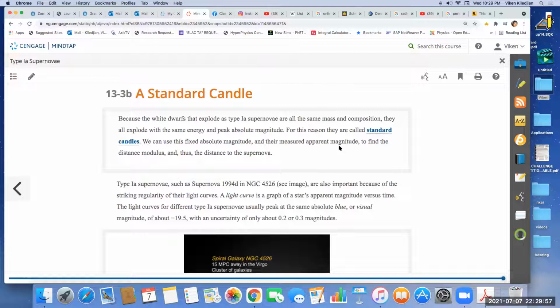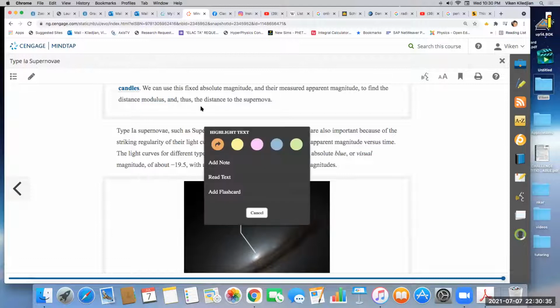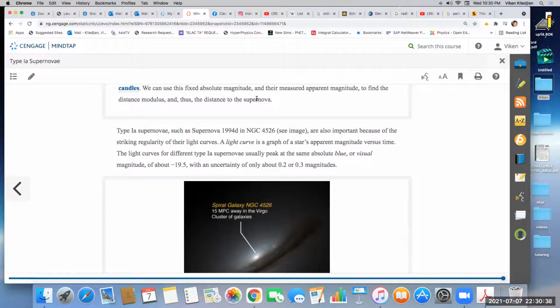We can use these fixed absolute magnitudes and their measured apparent magnitude to find the distance modulus. Oh, now we go back to the distance modulus. So since we know that all type 1a supernovae should be about the same brightness, so their absolute magnitude should be about the same, then depending on how far away the star is from us, they're going to be dimmer and dimmer. So their apparent magnitude is going to be less, and then that's going to change their distance modulus. And thus, it's going to change the distance to the supernova.